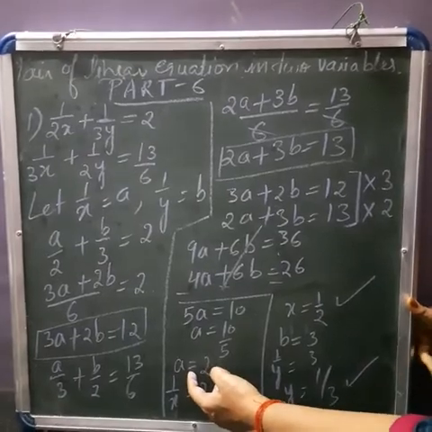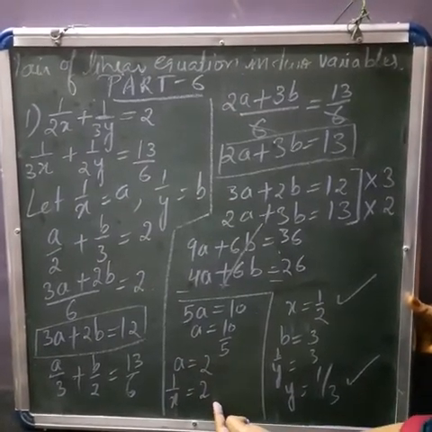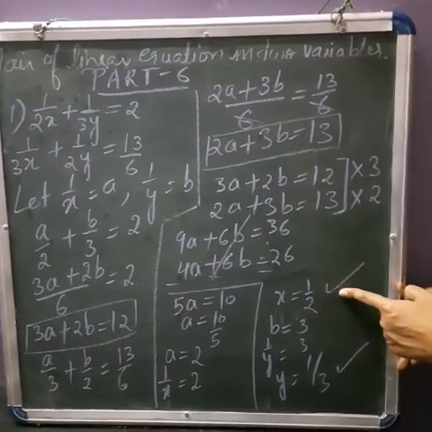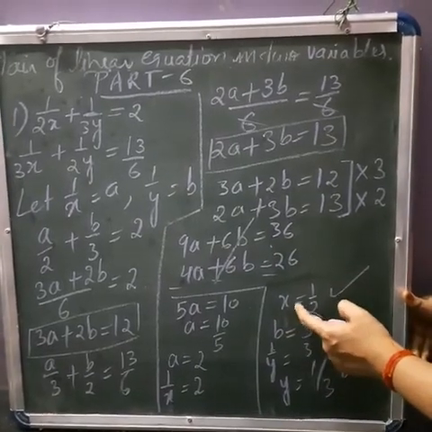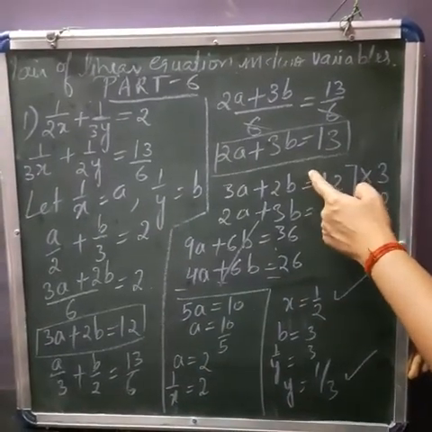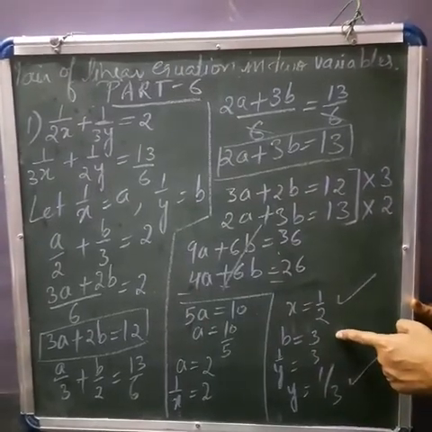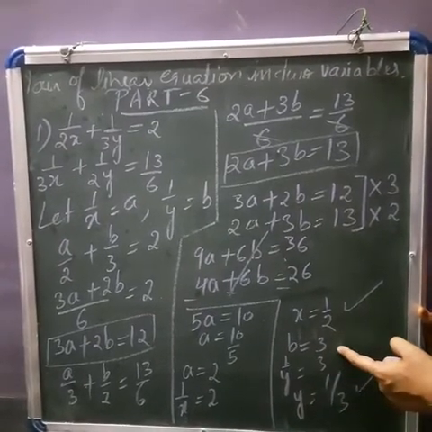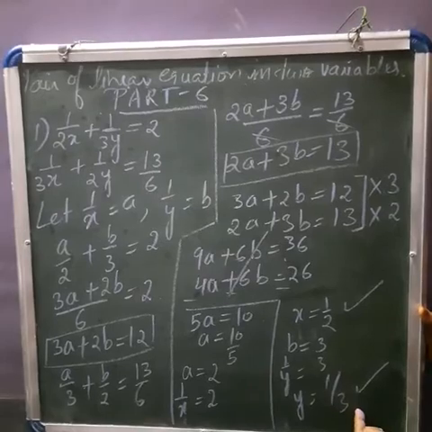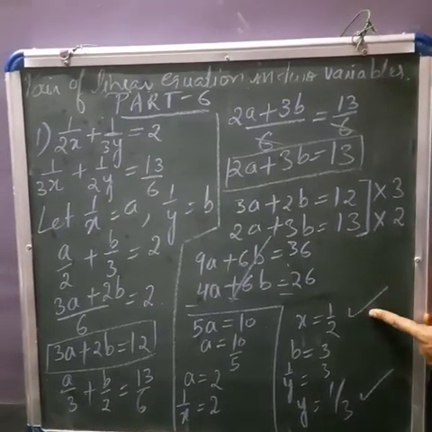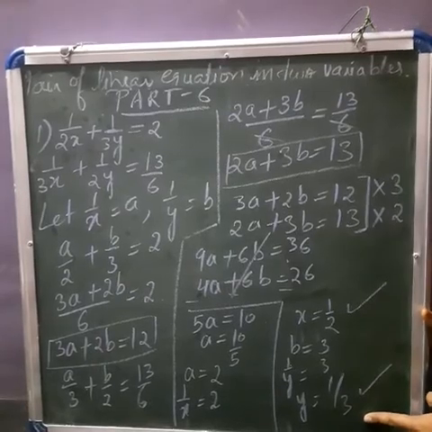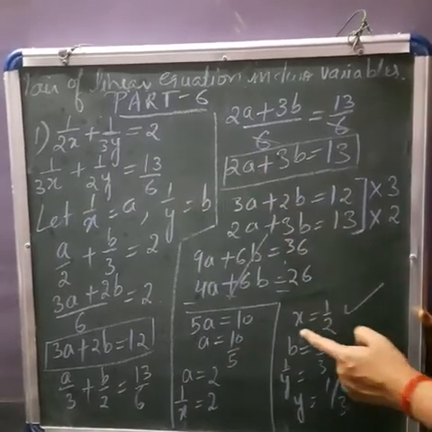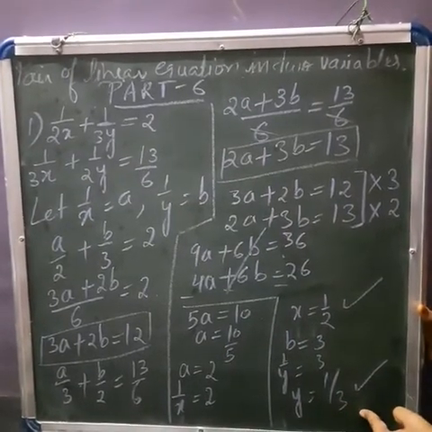Here what we have taken, a, that is 1 upon x is equal to 2. So x is equal to, you will reciprocate, 1 upon 2. The value of x is 1 upon 2, and you put the value of a in this equation to find the value of b, and here you will get the value of b is 3, and b we have taken as 1 upon y. You will reciprocate, so y is equal to 1 upon 3. So these are the values. The value of x is 1 upon 2, the value of y is 1 upon 3. This is the solution for the given equations: x is equal to 1 upon 2, y is equal to 1 upon 3.